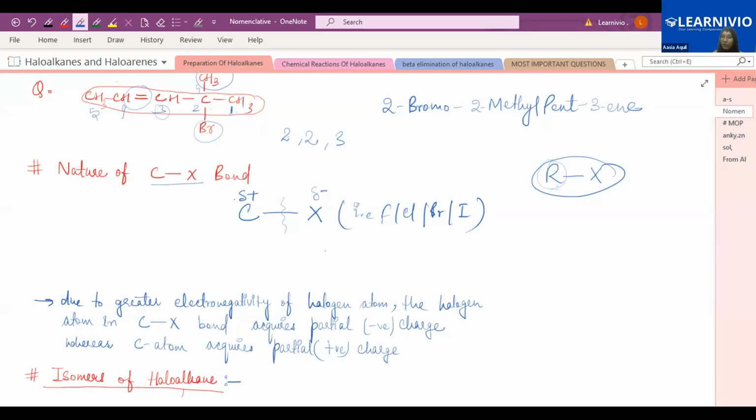Is it clear? Why does this happen? Due to the greater electronegativity of the halogen atom. The halogen atom in the C-X bond acquires a partial negative charge, and carbon acquires a partial positive charge. Clear?